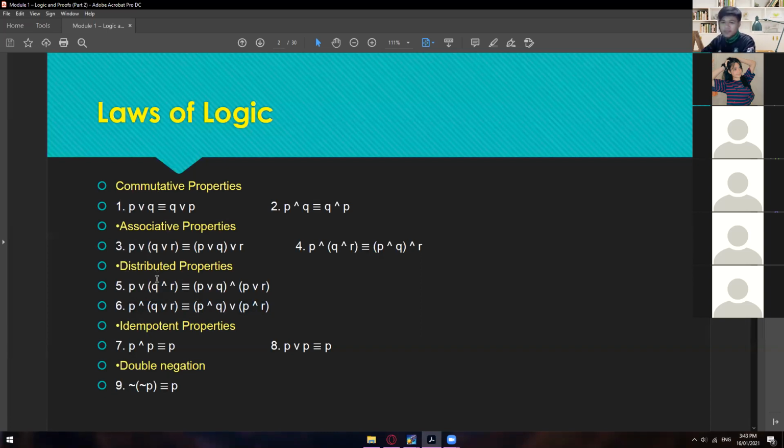And later on, there are some equivalence expressions wherein it has a long derivation. So that is why we won't be able to discuss those things anymore. But they have their own derivation. That's why they've come up with that equivalence.